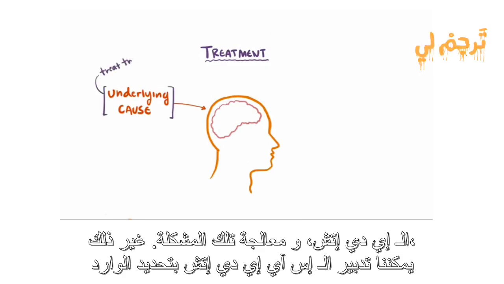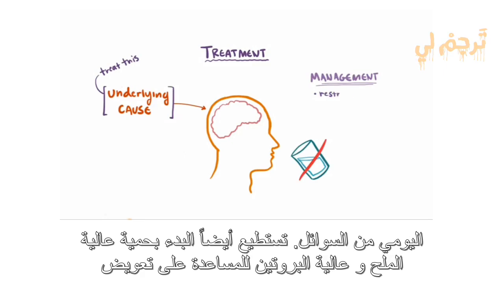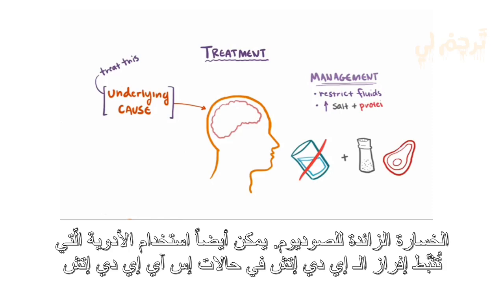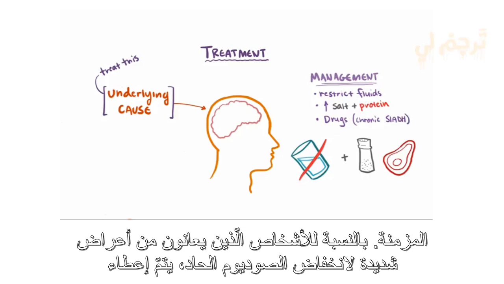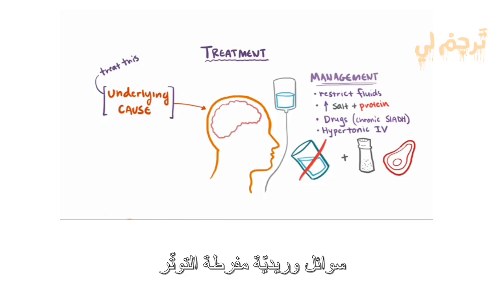The best treatment for SIADH is to figure out what the underlying cause of the excessive ADH is, and then treat that problem. Otherwise, we can manage SIADH by restricting your daily intake of fluid. You can also start a high salt and high protein diet to help replace the excess loss of sodium. Drugs that inhibit ADH secretion can also be used in chronic SIADH situations. For people who have really severe acute hyponatremia symptoms, hypertonic IV fluids are usually administered.